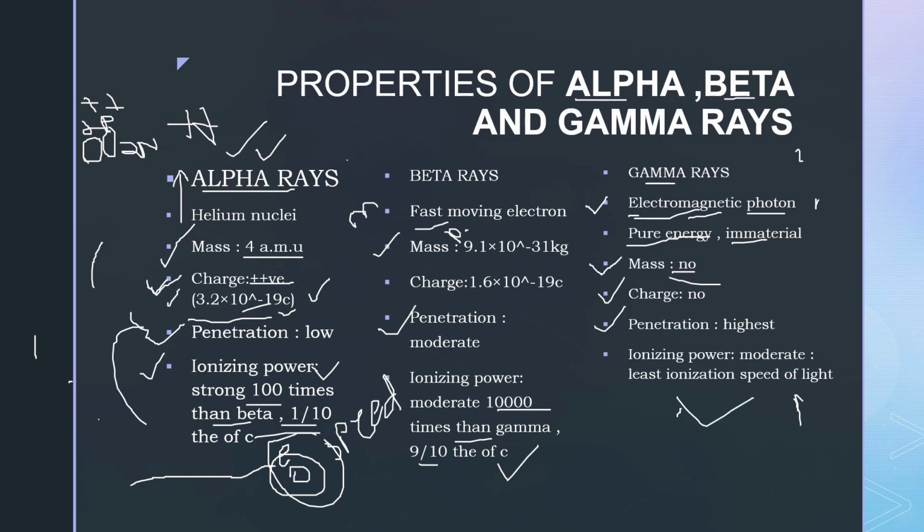The gamma rays have the least ionizing power, because they do not have mass or charge, so they hit the atom the least. That's why. And they move with the speed of light. And that's all about today's lecture.